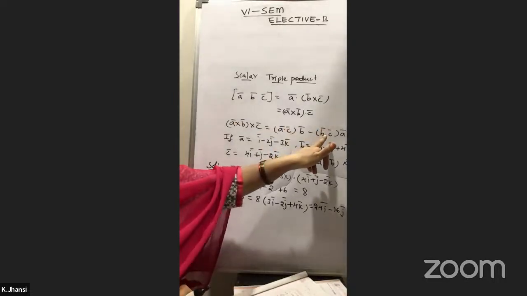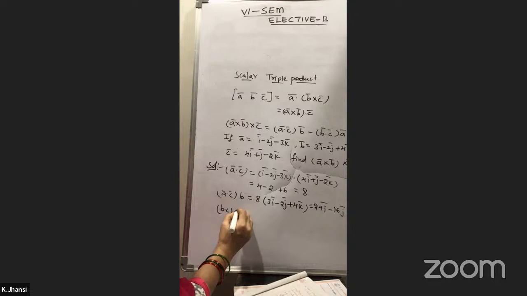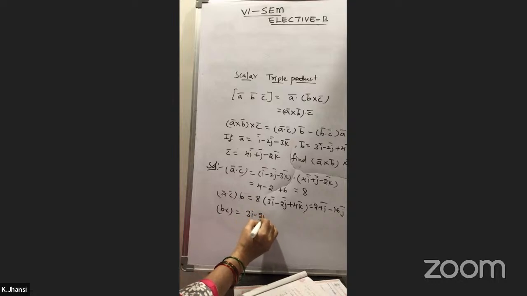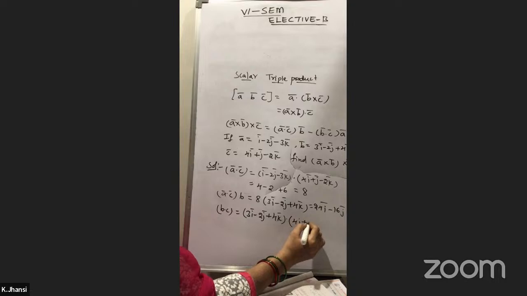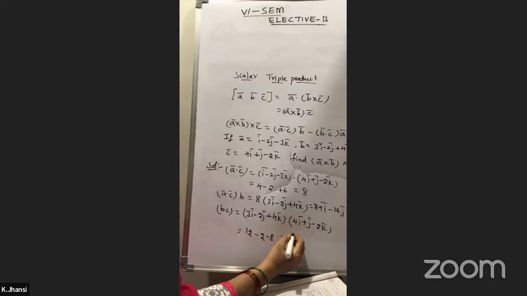So next we have to find B dot C into A. What is B? B is 3i minus 2j plus 4k, dot C. What is C? C is 4i plus j minus 2k. So this will be 3 4s are 12, minus 2, minus 4 2s are 8. So 12 minus 2 minus 8 is 2.